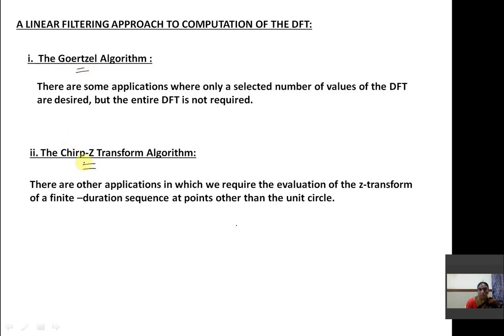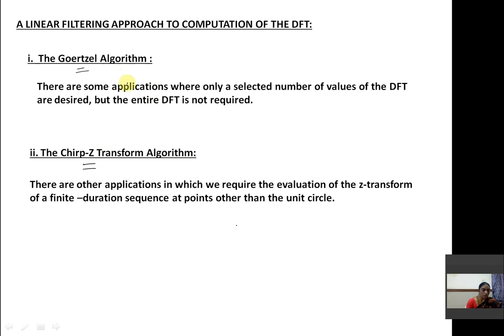In addition to the FFT, the fast Fourier transform algorithm, which is the butterfly diagram approach, that is said to be radix 2, radix 4, like that. So we have seen those algorithms, nothing but the DIT and DIF FFT. Other than that, we have other approaches also. Those are said to be linear filtering approach methods. Under this we should study the Goertzel algorithm and the chirp z-transform algorithm.